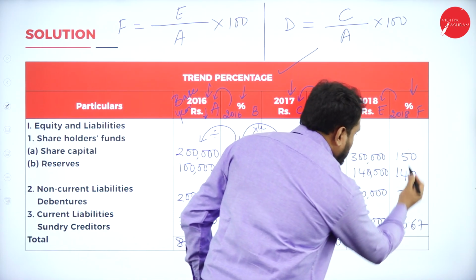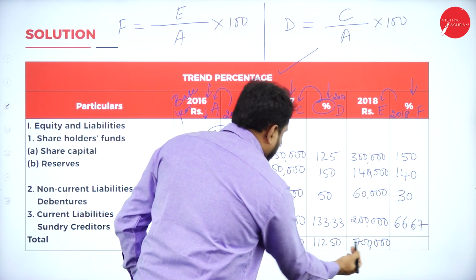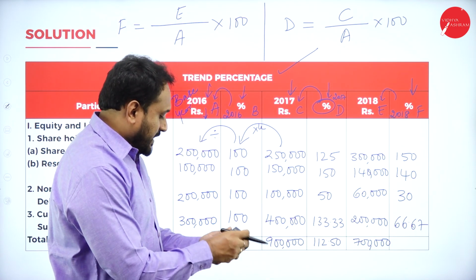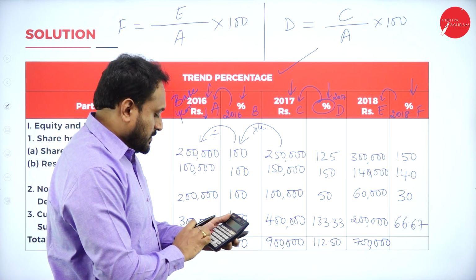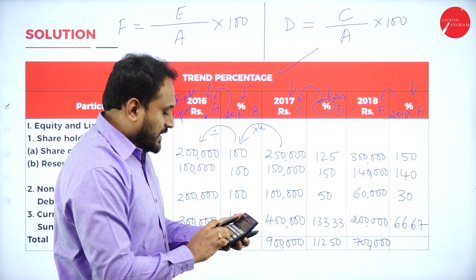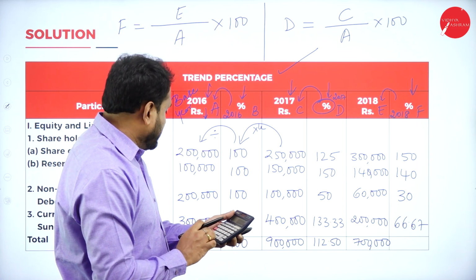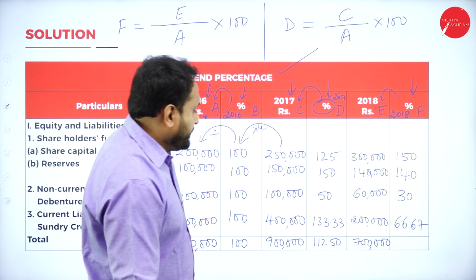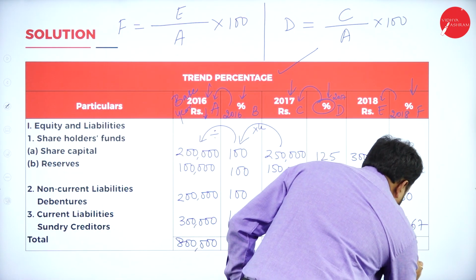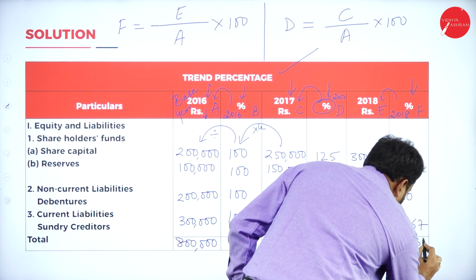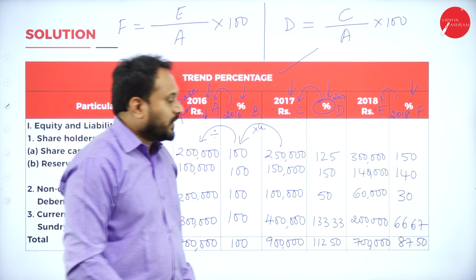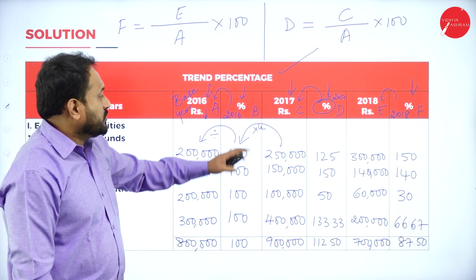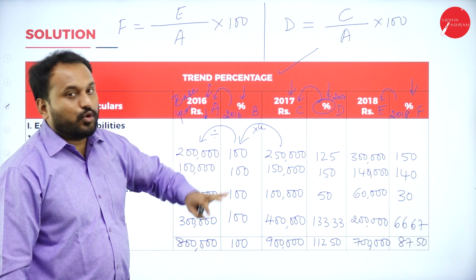66.67%. Now here, don't total this. Go with the 7 lakh. 7 lakh into 100 divided by 8 lakh is 87.50. So this is what we are supposed to go with.